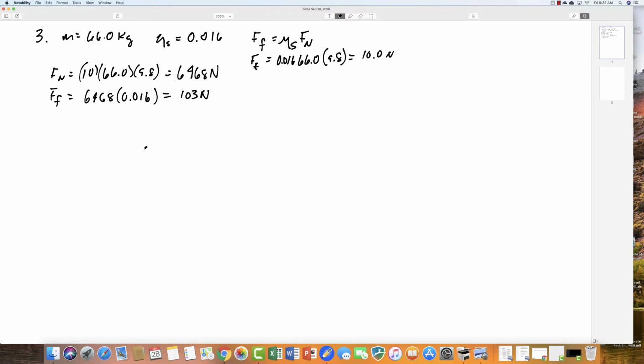Actually, we'll put 3 significant figures here as well, because the measured value here of 66.0 is 3 significant figures. So that's problem number 3.